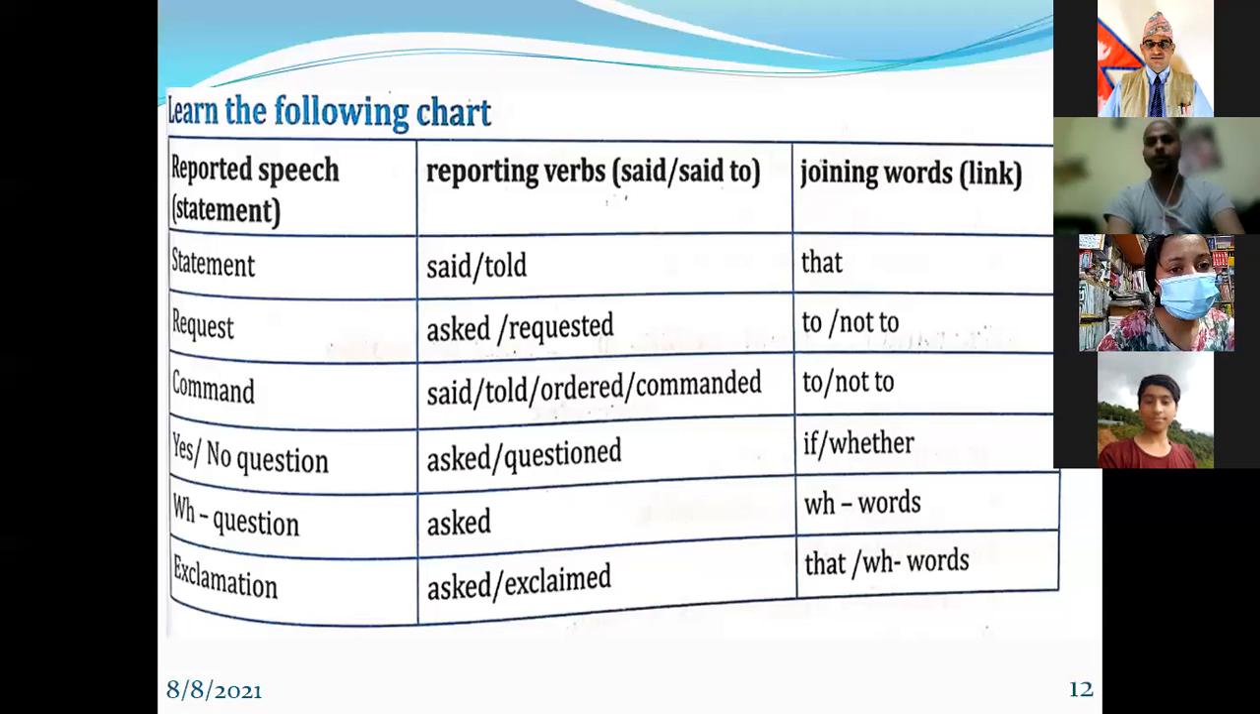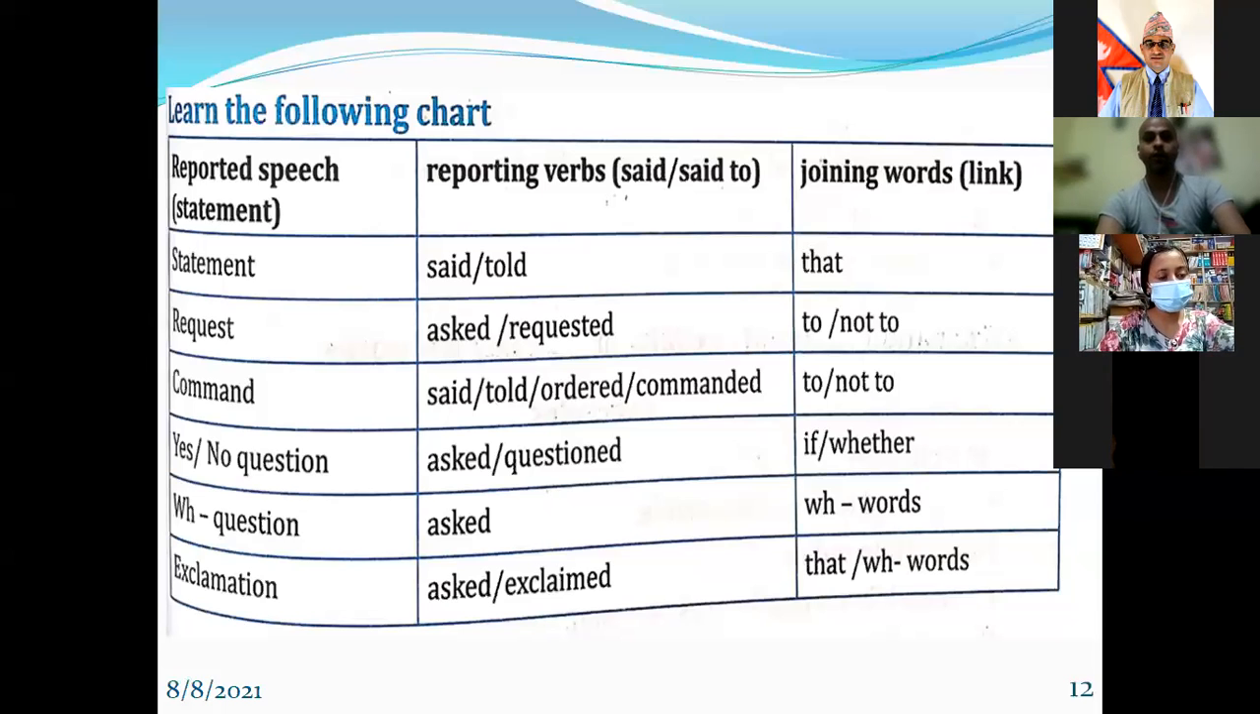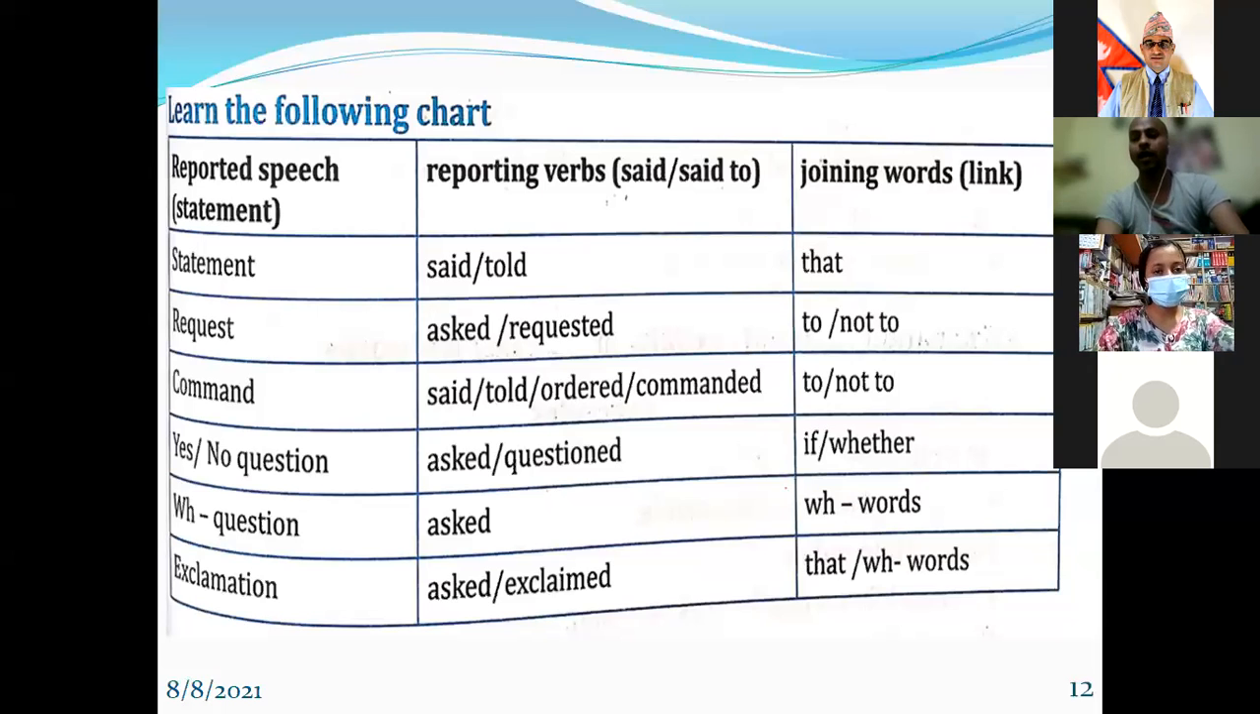Asked, question, inquired, wanted to know, like that. We can have other multiple words also, but what is universal? Ask is the universal word. For yes-no questions and for WH questions also, asked is universal, but you can write others as well which mean asked. Understood? Whose word meaning is equal to asked.